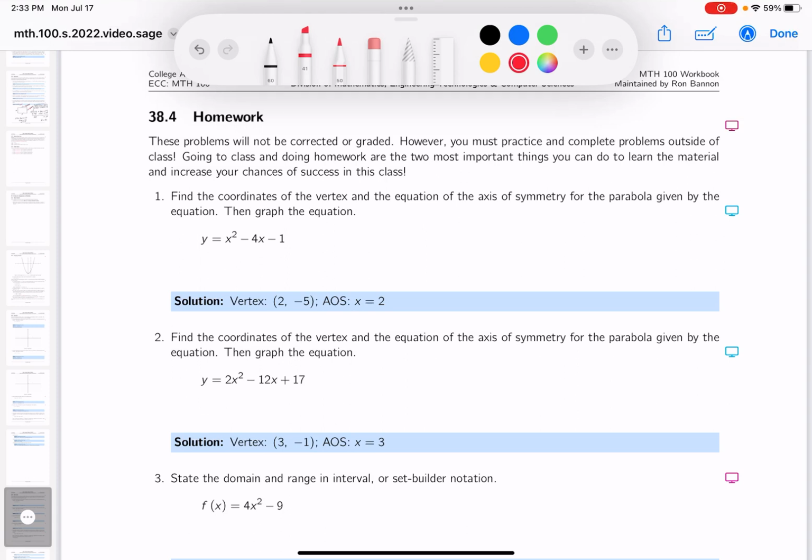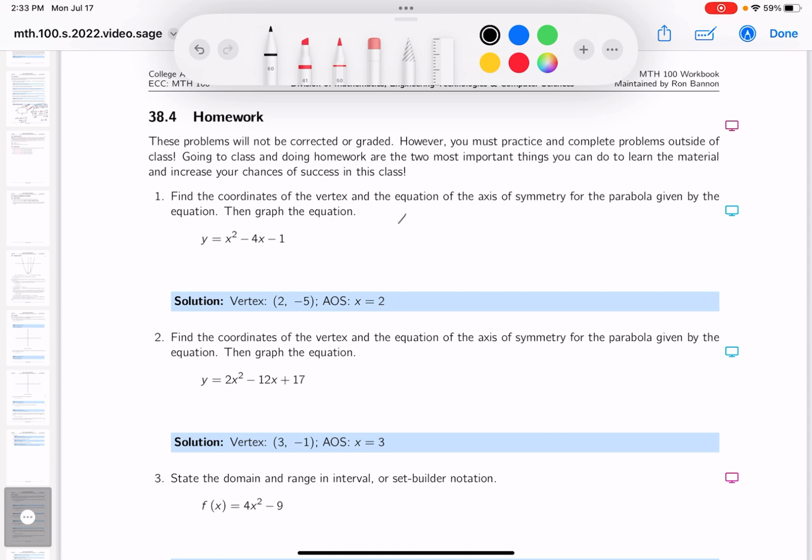All right, so find the coordinates of the vertex, axis of symmetry, and graph it. Let's go through it in pieces. The first piece I notice is I really can't factor this problem nicely. Now, granted, you might say I want to complete the square, use the quadratic formula, whatever. It's not that important. What I do know is the axis of symmetry almost immediately.